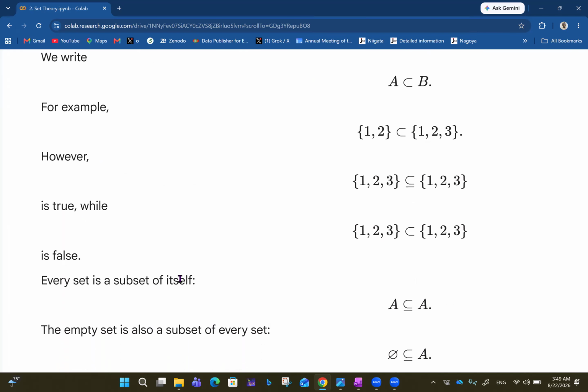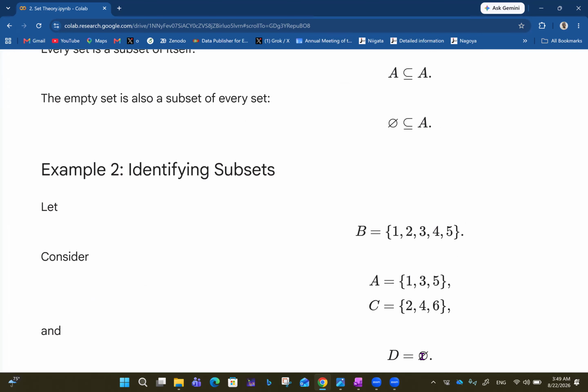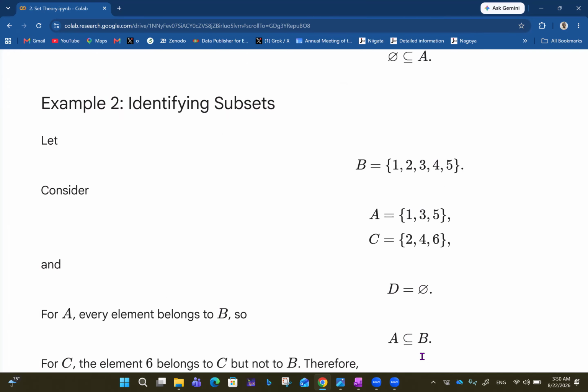So every set is clearly a subset of itself. A is a subset of A easily, but A is not a proper subset of A for any reason, because they contain exactly the same elements back and forth. The empty set is also a subset of every set. So for every given set, two subsets are the set itself and the empty set. We're going to see that probably when we talk about power sets.